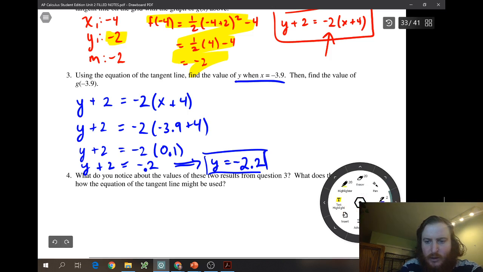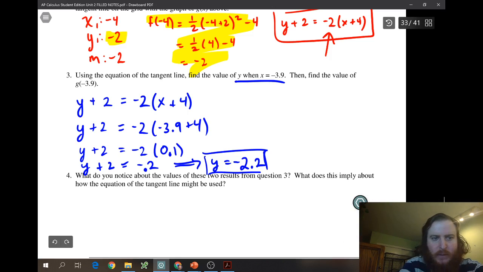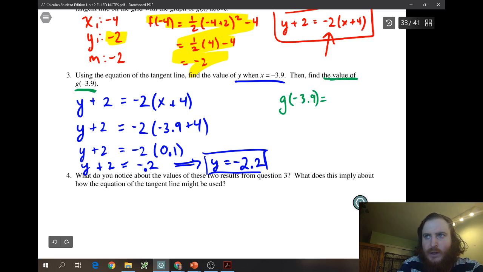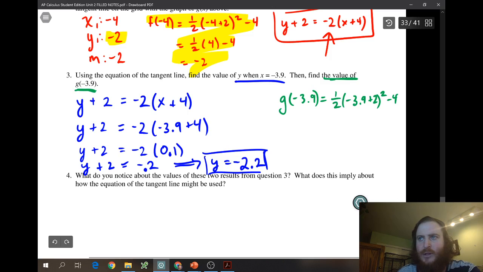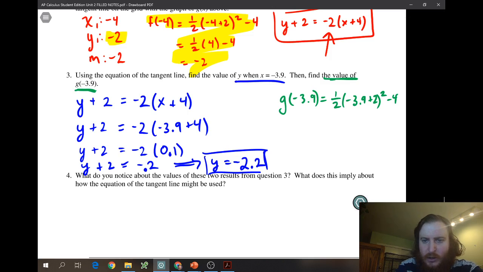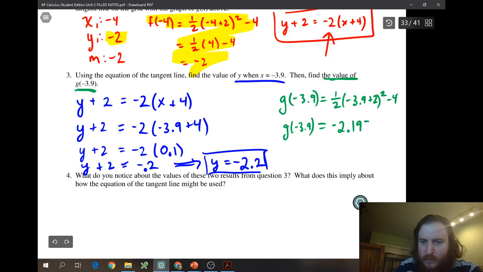Next, it's going to ask us to find the value of g of negative 3.9. Now that's going to plug into g. So g of negative 3.9, you're going to plug into g, right? 1/2 times negative 3.9 plus 2 squared minus 4. And I don't really want to do that by hand, so I just hopped on my calculator. If you guys have your calculator, you can try using it. You could also just use Desmos or a phone calculator for right now. And when you type this into your calculator to 3 decimals, I got negative 2.195.